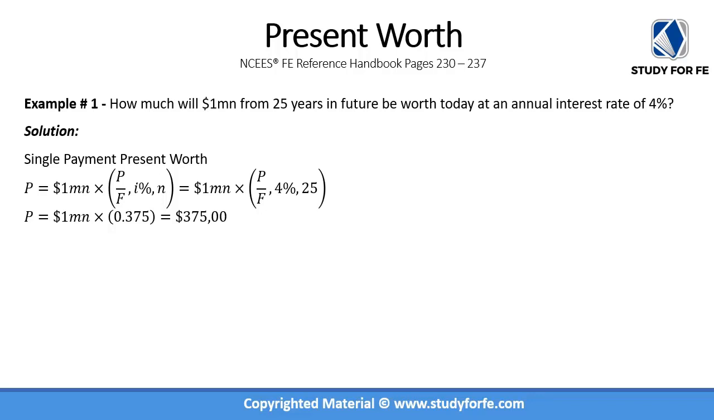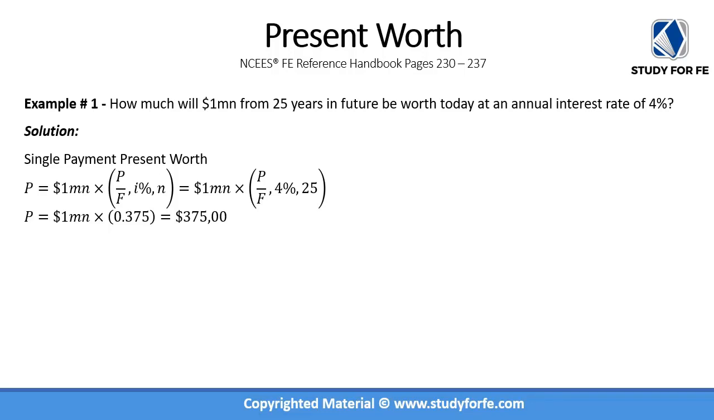So if you go to the 4% interest table, look at the entry N equal to 25, and under the column P divided by F, you'll find that the factor is 0.375. So $1 million 25 years from now at an interest rate of 4% is just $375,000.